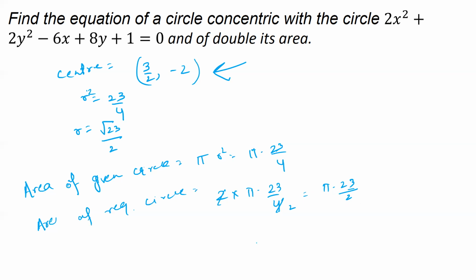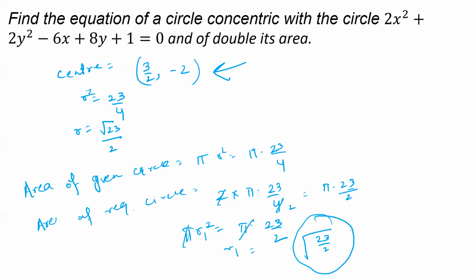So what will be its radius? Let the radius of my required circle be r1. So pi r1 square is pi into 23 by 2. Pi cancels out. R1 is equal to root over 23 by 2. So this time it is entirely rooted, because I have 23 by 2 and none of the square roots exist. So r1 square is 23 by 2, so r1 is root over 23 by 2. This is the radius of my required circle.